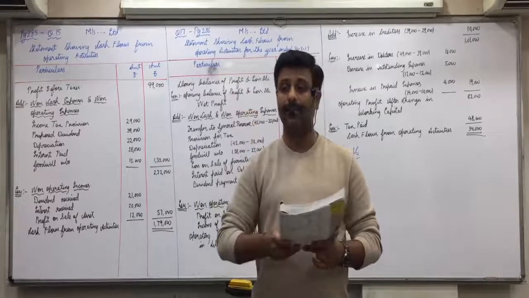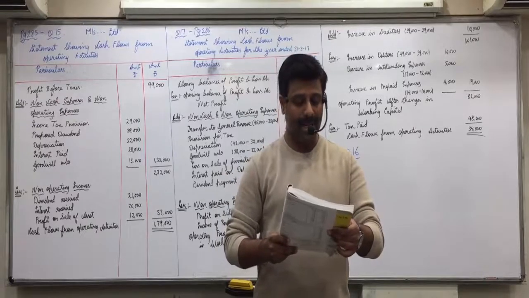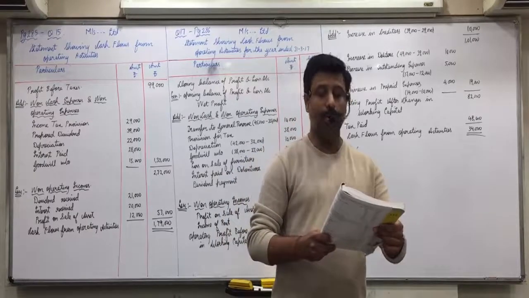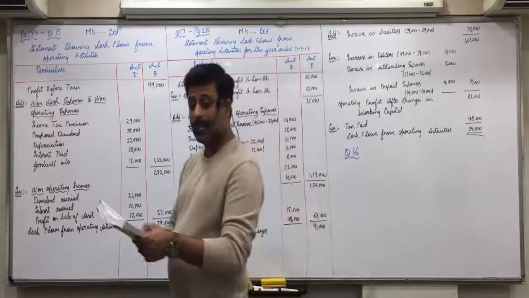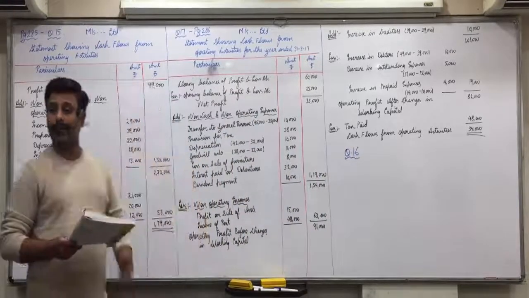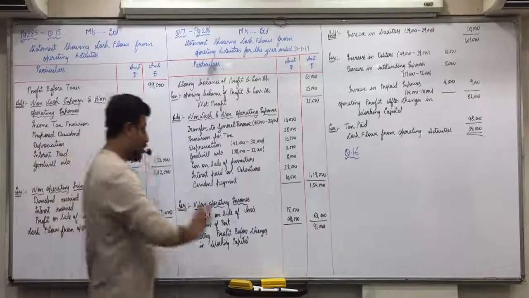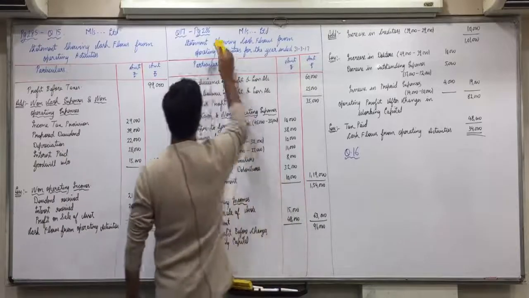Dividend receipt, O minus, non-operating income. Interest paid, O plus, non-operating expense. And rent receipt, O minus, non-operating income. So everyone is able to understand how to do it? Yes. Make the formats. You will only be telling me now how to do everything.